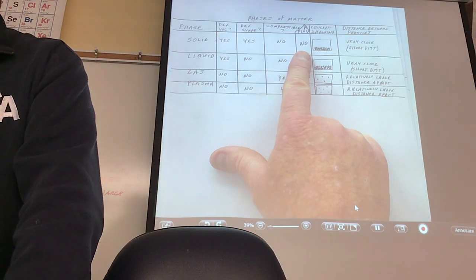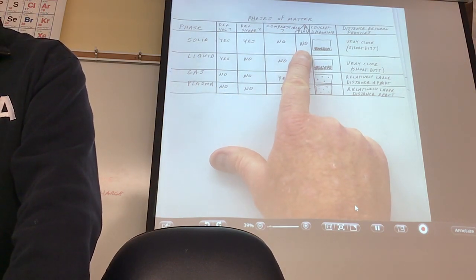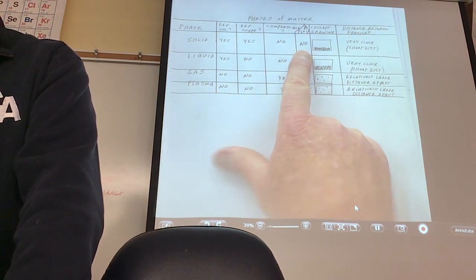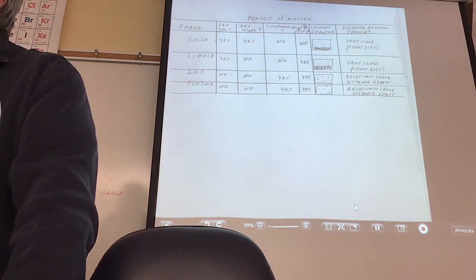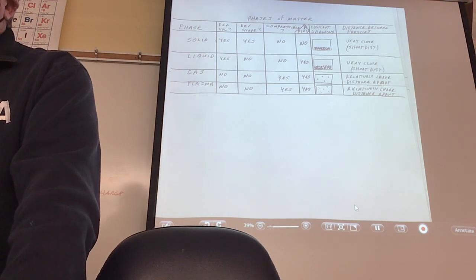And it says here, are you a fluid? No, because fluids can flow and solids don't flow, and the particles are very, very close. So we just got done with a chapter on solids. Now, the chapter we're doing now is on liquids.